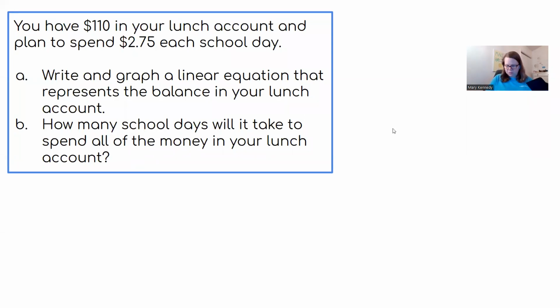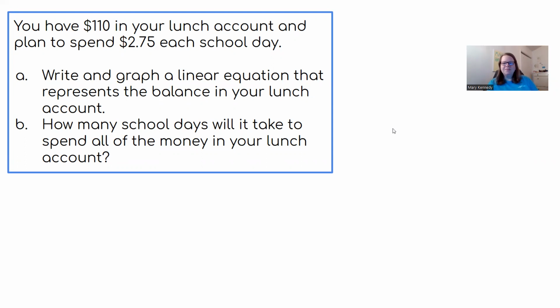All right, so for this one, we have money in a lunch account. We're going to spend a certain amount every school day. So I have to write and graph a linear equation to represent that. And then how many school days will it take to spend all the money in the lunch account? So yeah, it's a good practical kind of question.